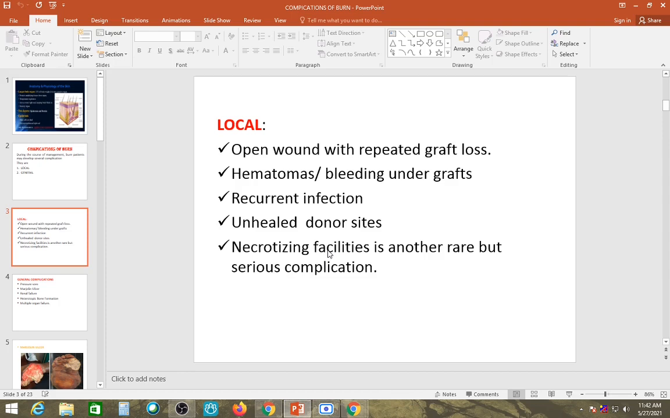Okay, so when you write in the exam, this will be the subtopic, subheading, then you can put a few points shortly. So you can write it in this way.